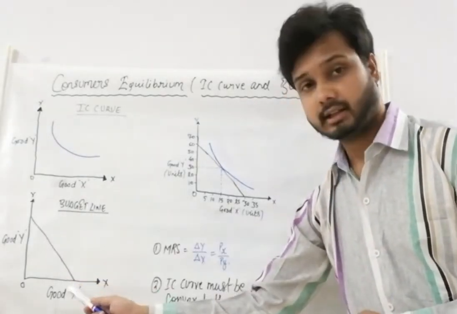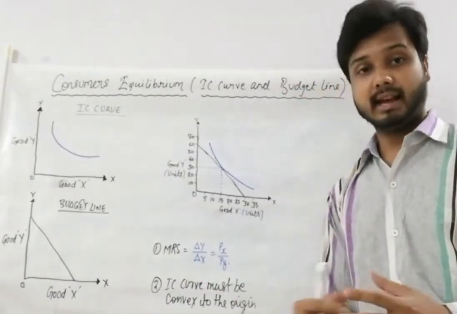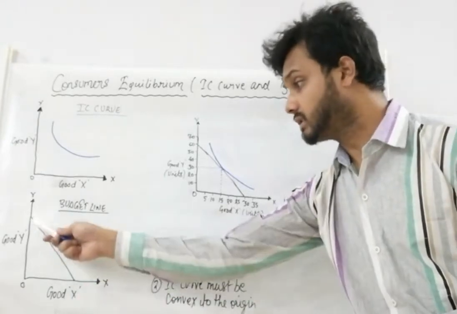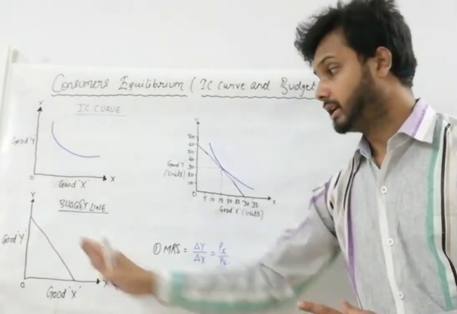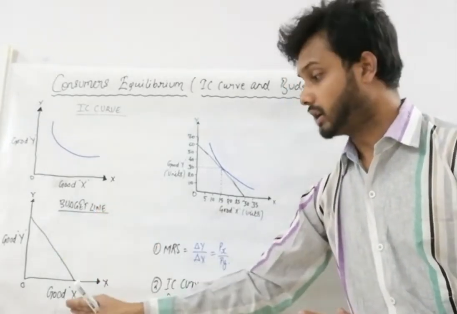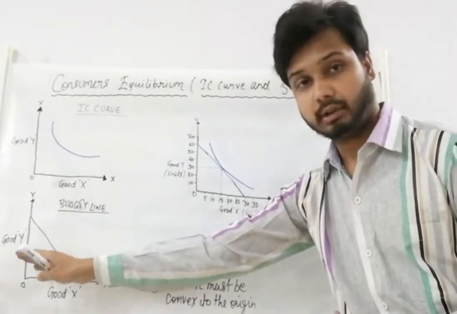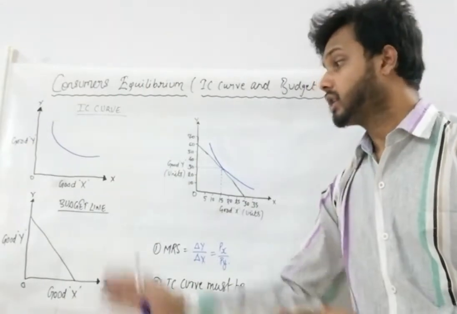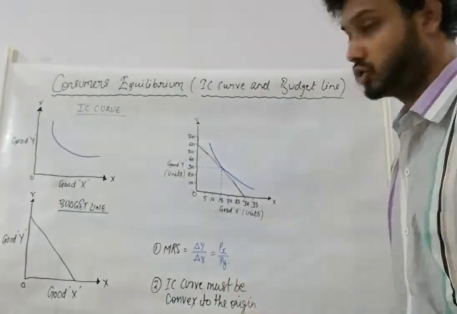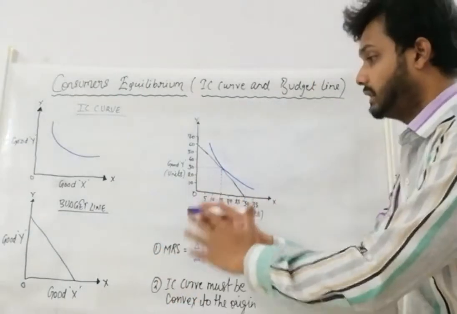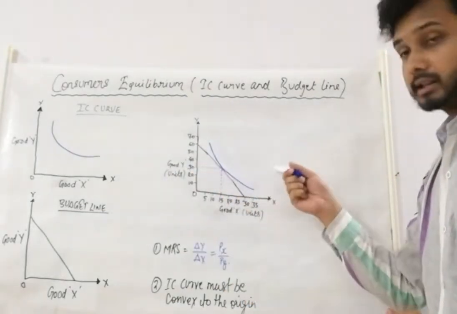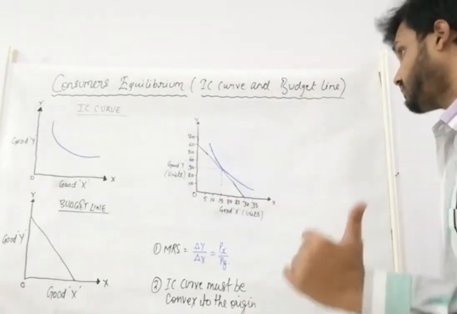And the budget line is a straight line. It shows the level of income that a consumer is having. So this line represents his level. He cannot go beyond that. Whatever commodity of X and Y he will purchase, it will be under this budget only. So when we combine indifference curve and budget line, with the help of this, we will arrive at consumer's equilibrium.